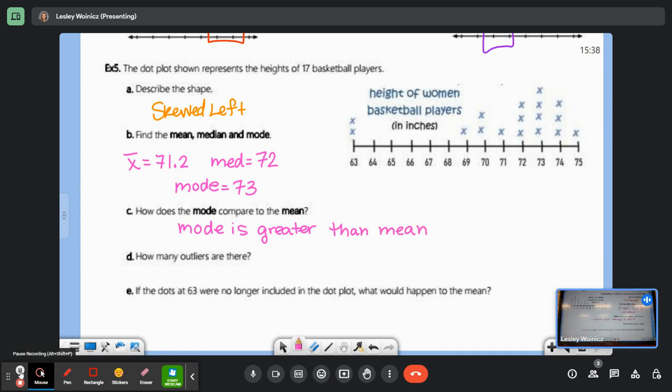Okay, how many outliers have we got? 2. Yes, but there's 2 of them. Okay, yeah, if we took away these dots, the mean would increase. You are correct. Thank you. You may pack up.